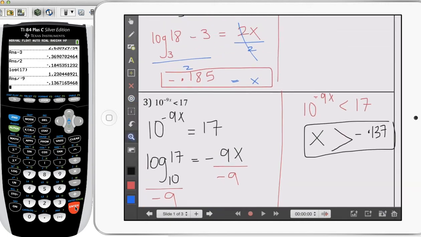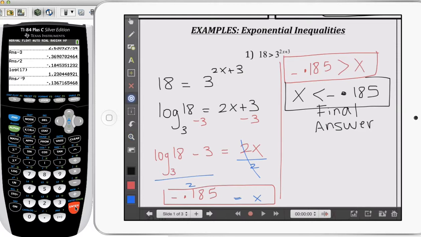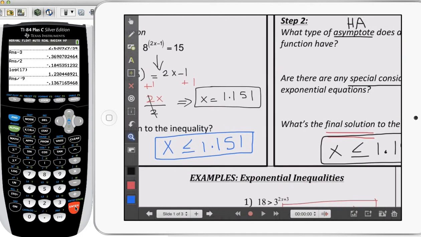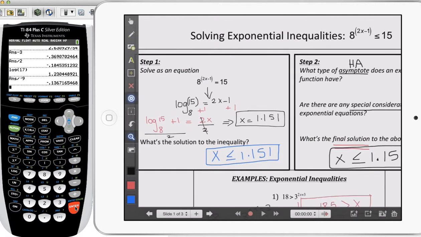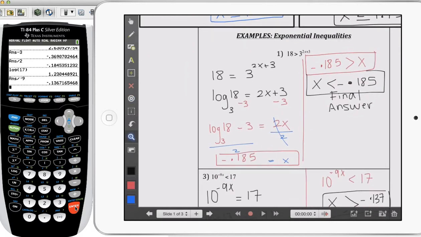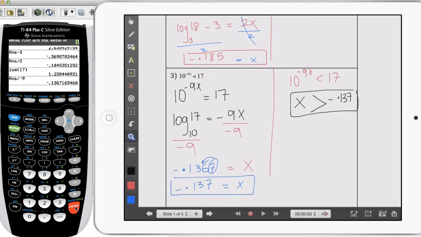Now if you go back to the example before, the x had a positive coefficient, so you were dividing by a positive number. That's why you did not change your inequality. Again, if you go back to the previous example, same thing. x had a positive coefficient, so you were dividing by a positive number. That's why the inequality did not shift. Okay? Now, in exponential functions, most of the time, all the time, they have horizontal asymptotes, so it's not going to affect my x values. This is how you can solve exponential functions.